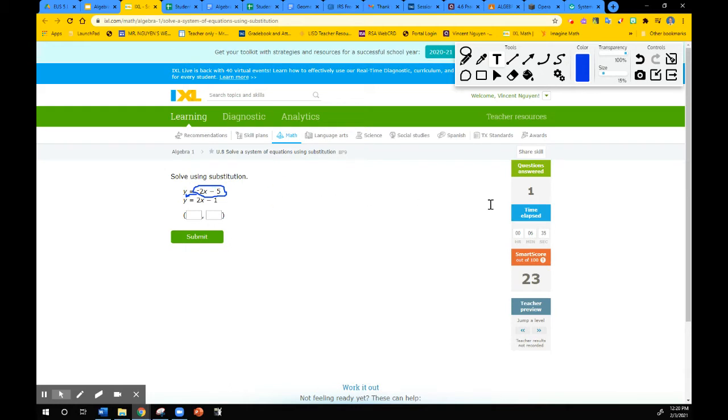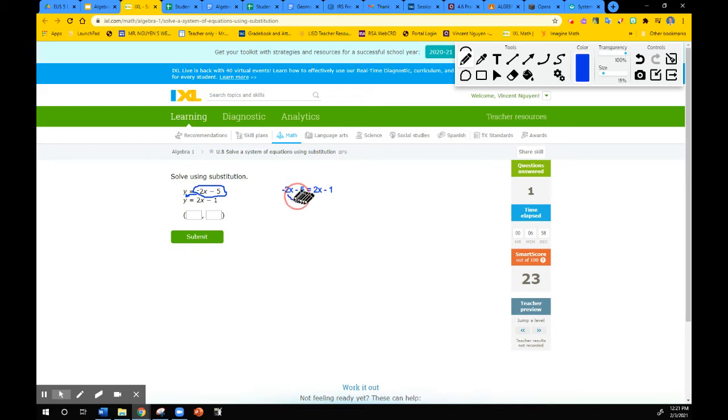So my equation is going to be -2x minus 5 equals 2x minus 1. Okay, so two expressions equal to each other because they equal the same thing, which is y. And so now I'm going to be able to solve for x. Notice I have a -2x here and a +2x here.